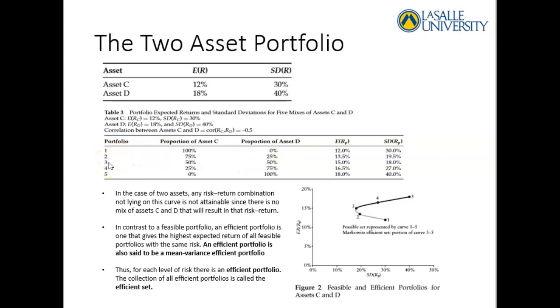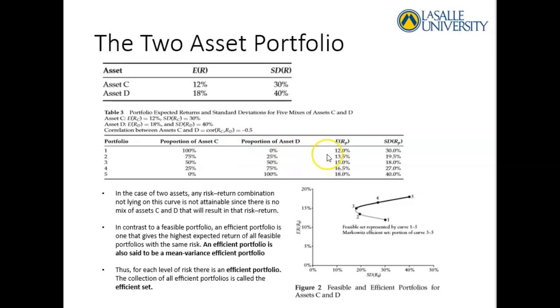Or I could form a portfolio where I invest 75% of my money, so $75 in asset C, and the remaining 25% in asset D. In the same way, by changing the allocations between C and D, we can create 5 portfolios here. We can decide to invest in any one of these 5, depending on which one comes out on top in terms of the performance of the portfolio.